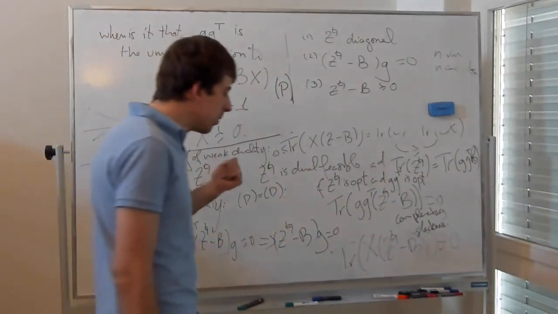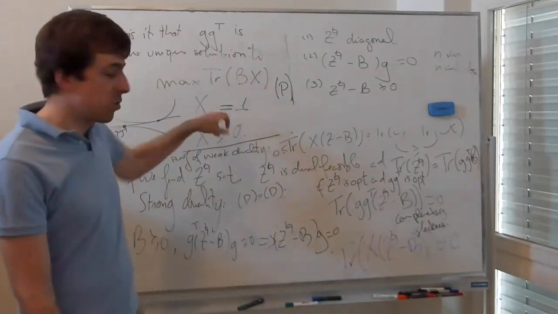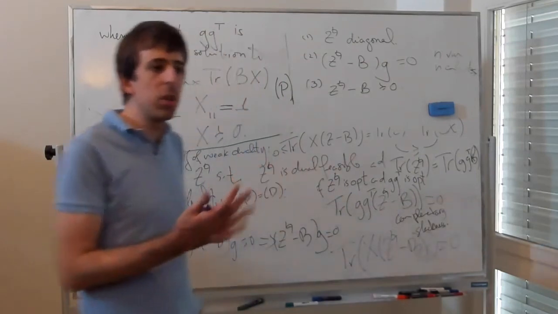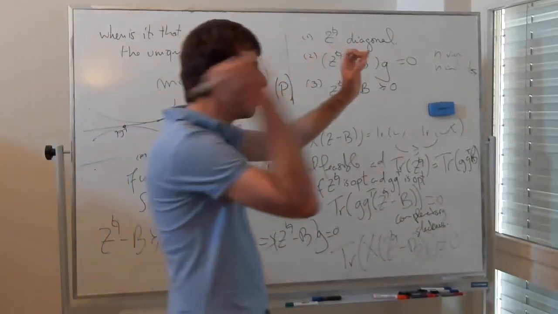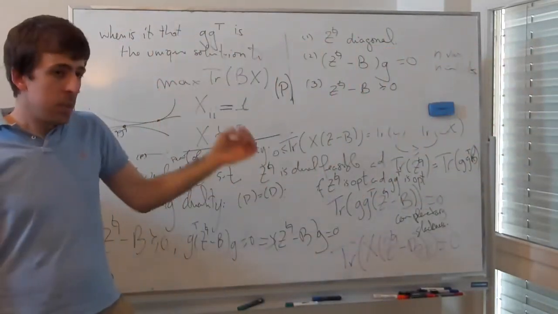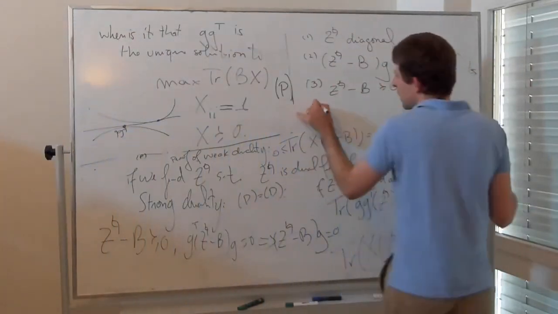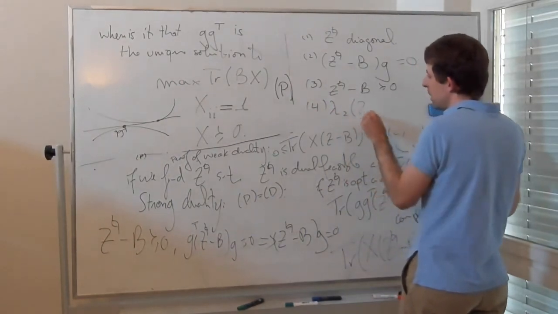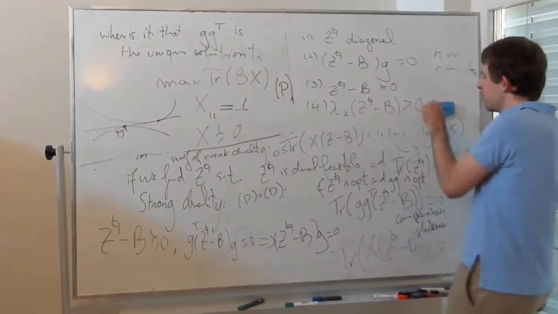But since we know that the diagonal entries are equal to 1 because of this constraint, the only thing X can be is G G transpose. It cannot be any other multiple. Look at the 1-1 entry: the 1-1 entry of G G transpose is 1, and X needs to be 1 there, so it cannot take any other multiple. So all we need to ask for is another constraint: that lambda 2, the second smallest eigenvalue of Z minus B, is strictly bigger than 0.